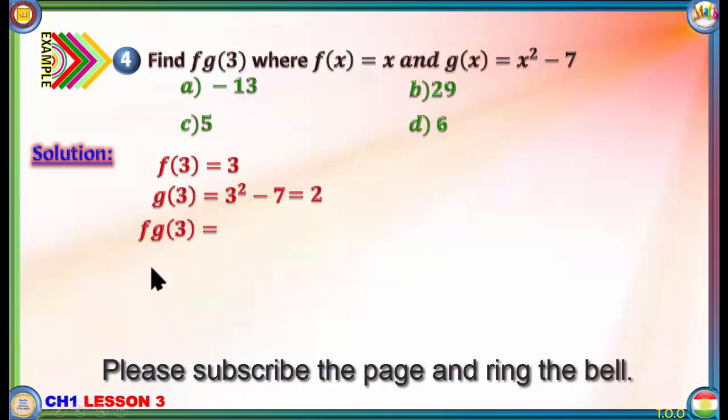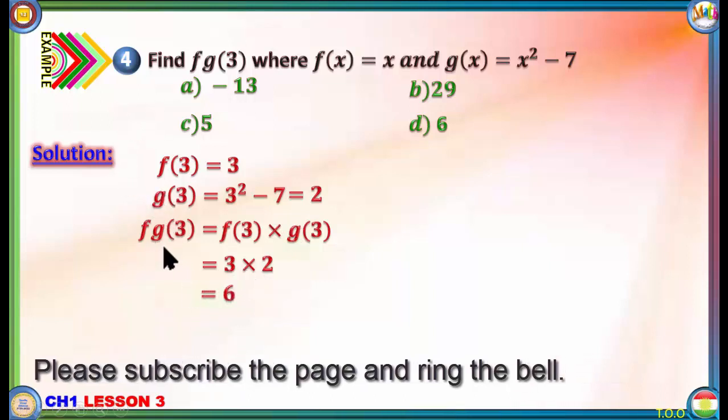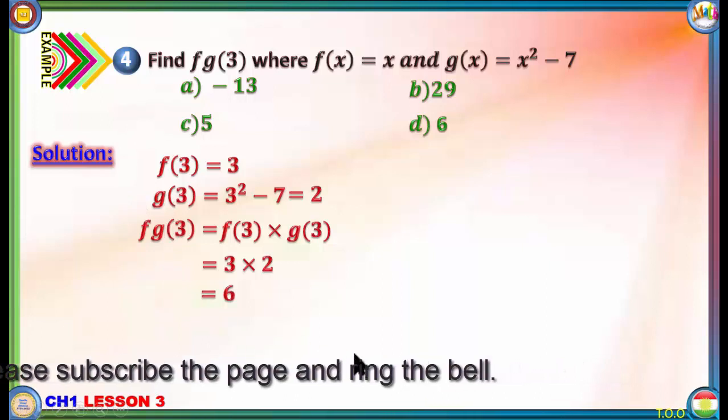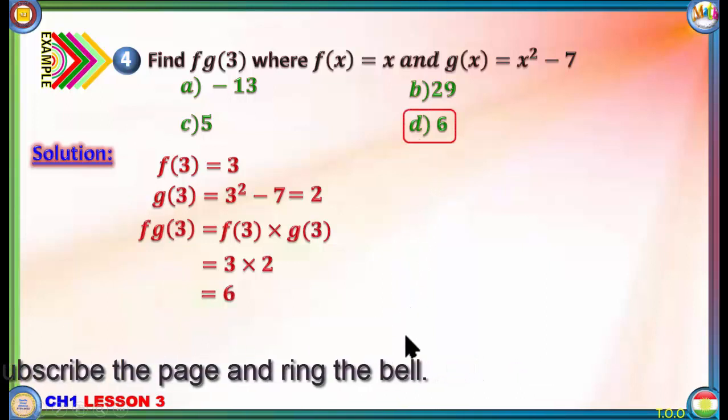And now (fg)(3) is f(3) times g(3), which equals f(3) is 3 times g(3) is 2. Therefore 3 times 2 is 6. That means (fg)(3) is 6. D is the correct answer.